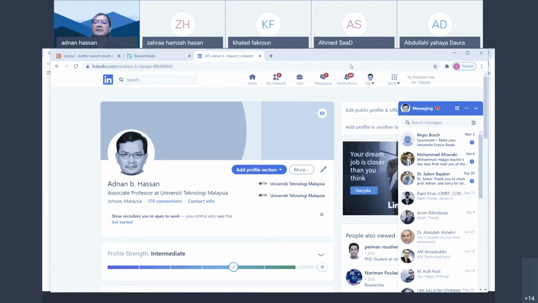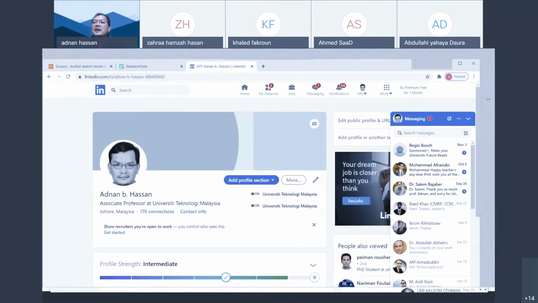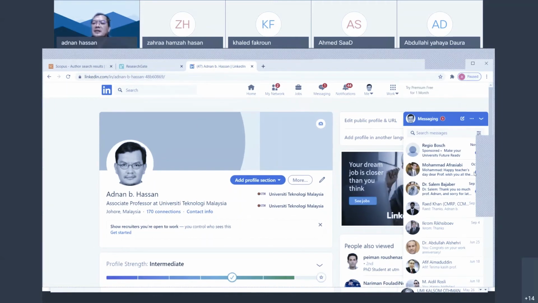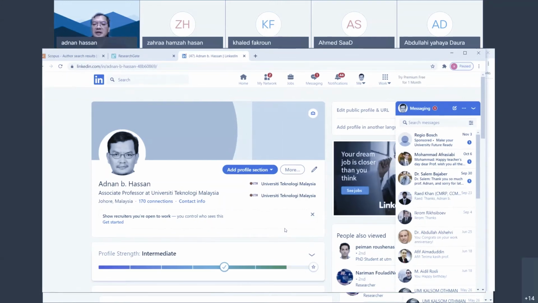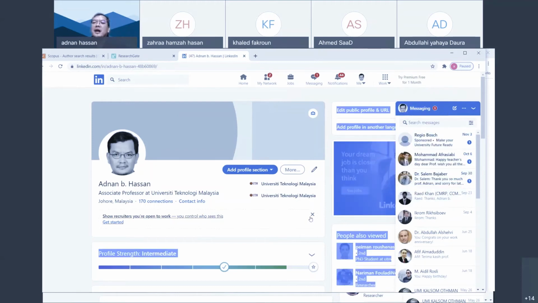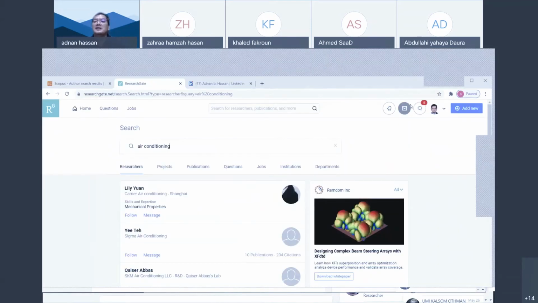If you start to familiarize yourself with all these databases, you can get connections, you can get friends, and you can share your research with people in a similar area. Some of these people are my connections. ResearchGate is especially useful. Some papers you can even download. If you cannot download, you can request.